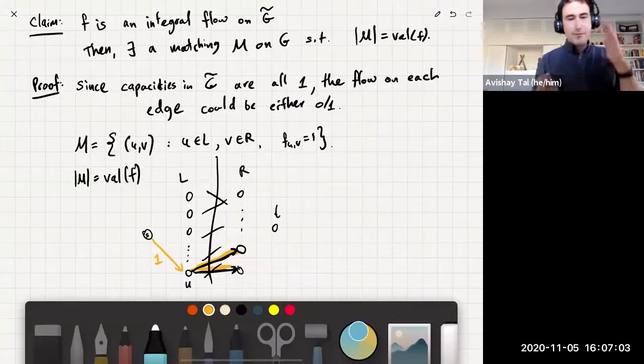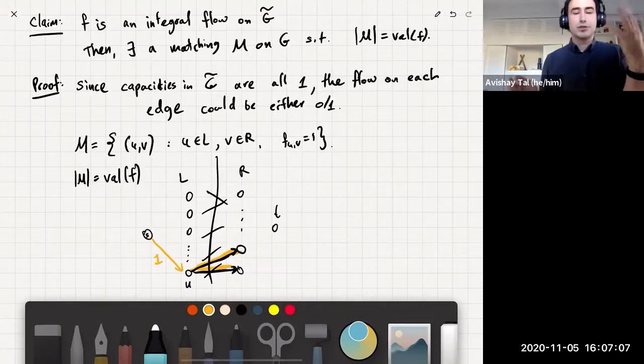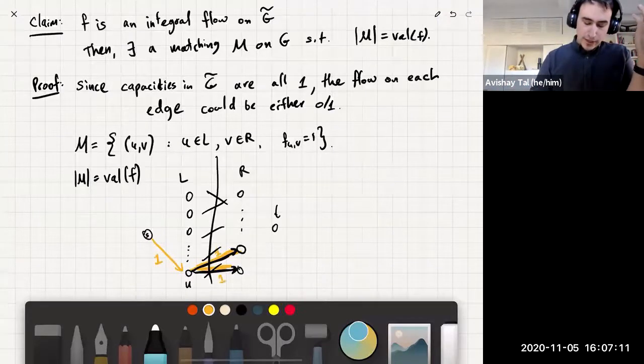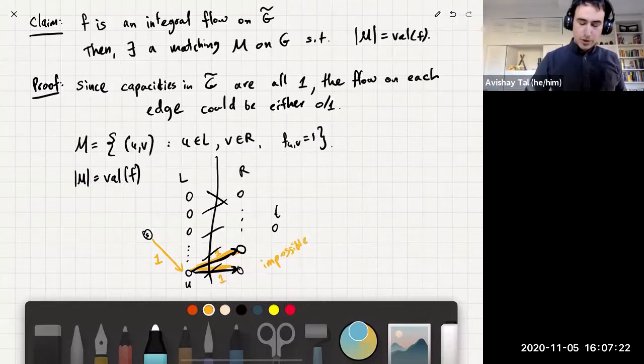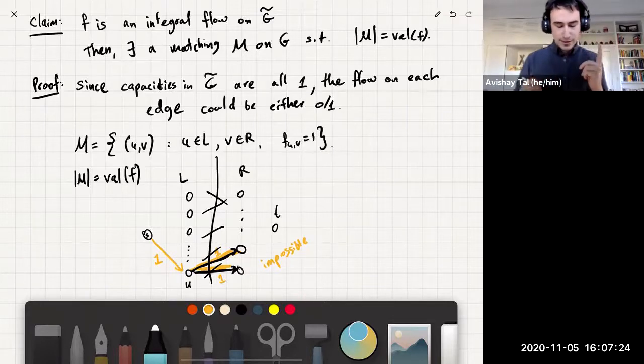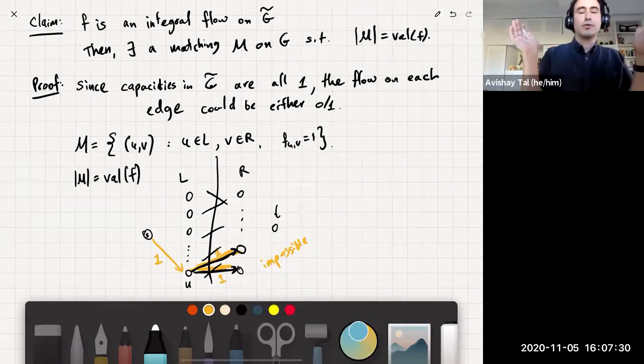And we know that on every edge that it pushes a positive flow, it must push one. So it couldn't be that it pushes one here and one here, because then it would violate the flow, right? The incoming flow is smaller than the outgoing flow. So this is impossible. So we showed that every vertex on the left-hand side only touches one edge in M, right? So there's no collision on the left-hand side.